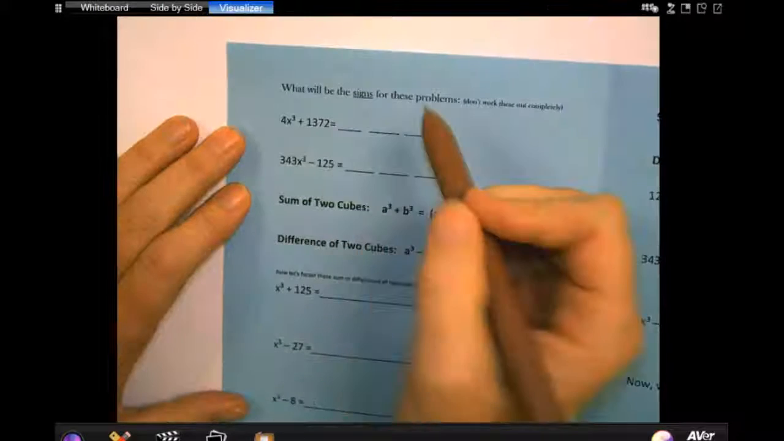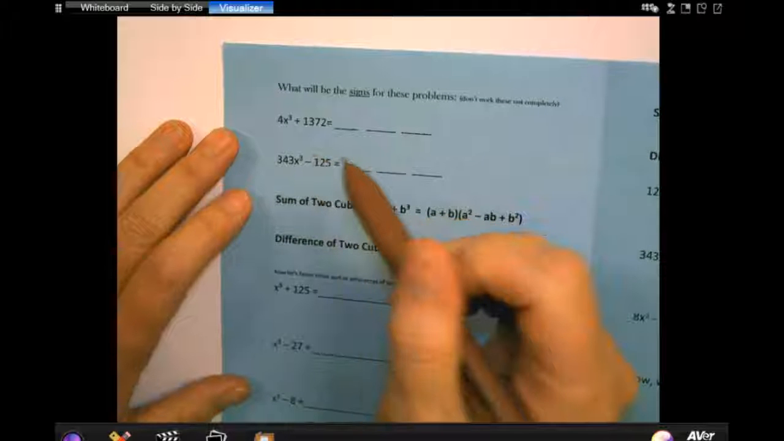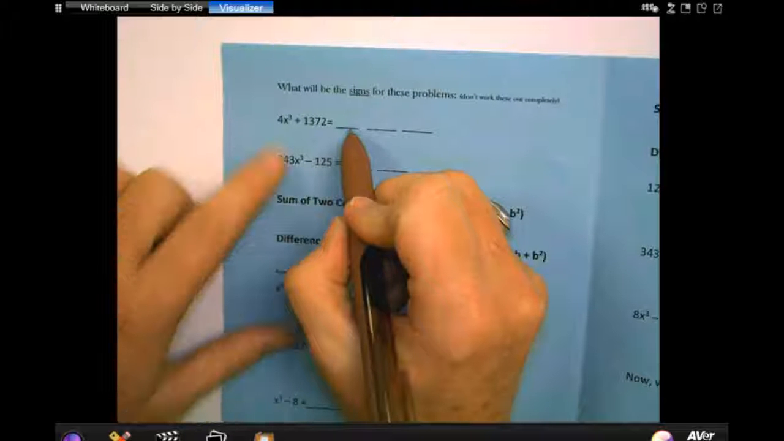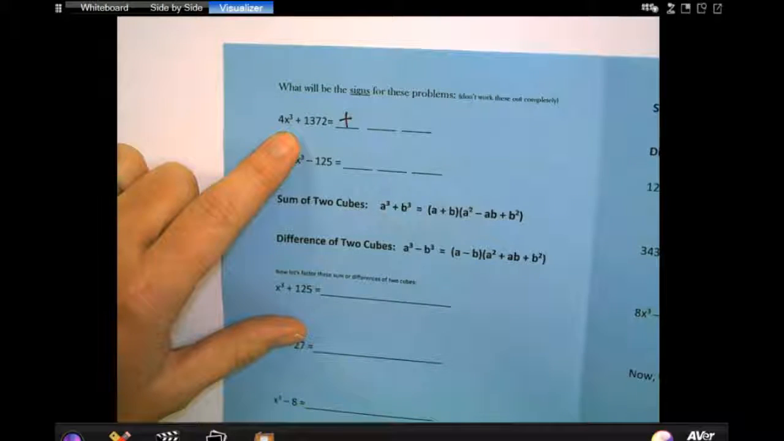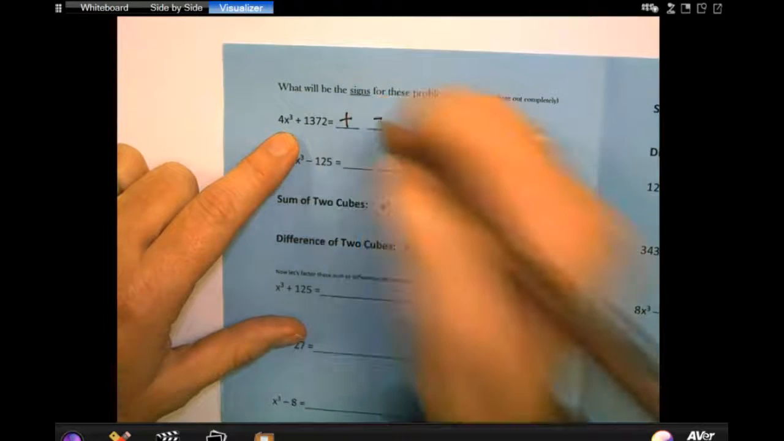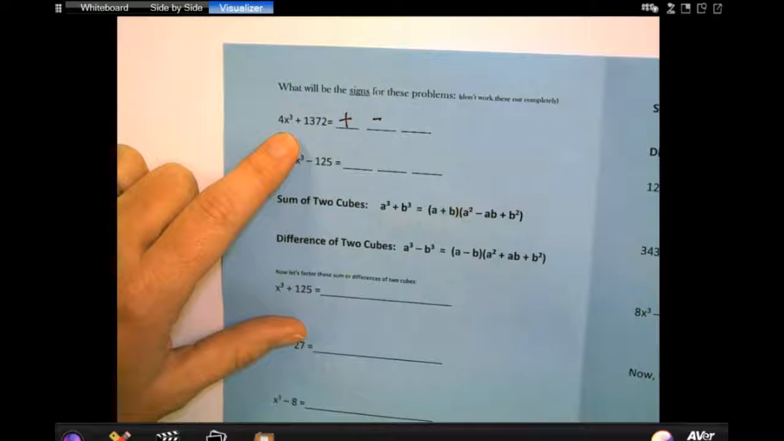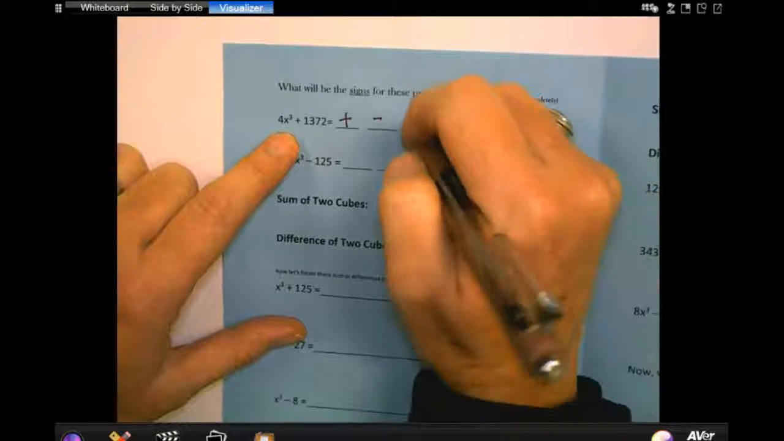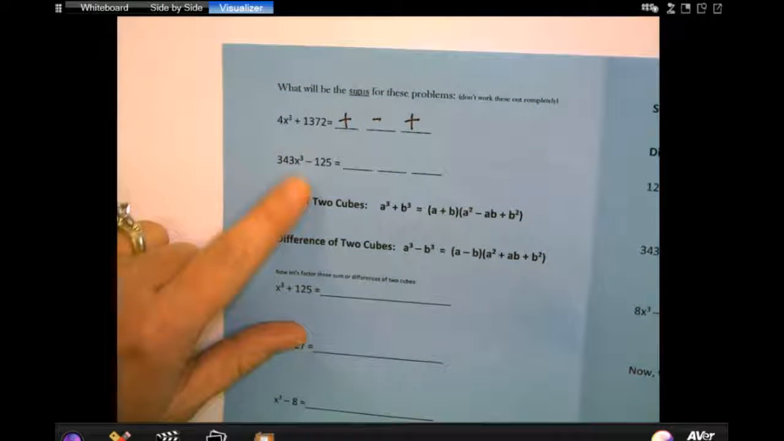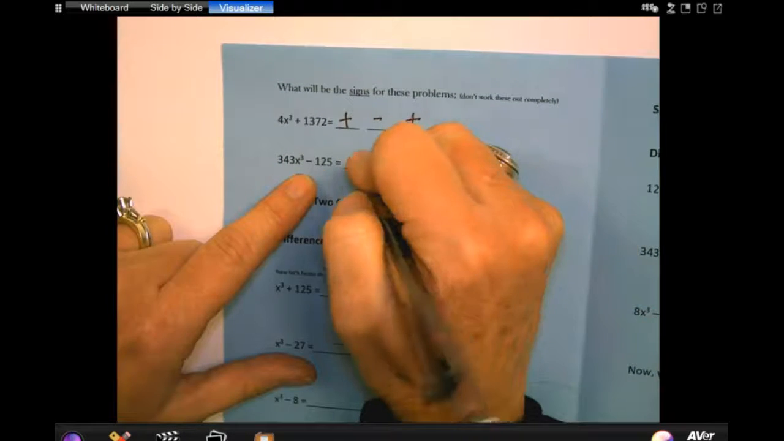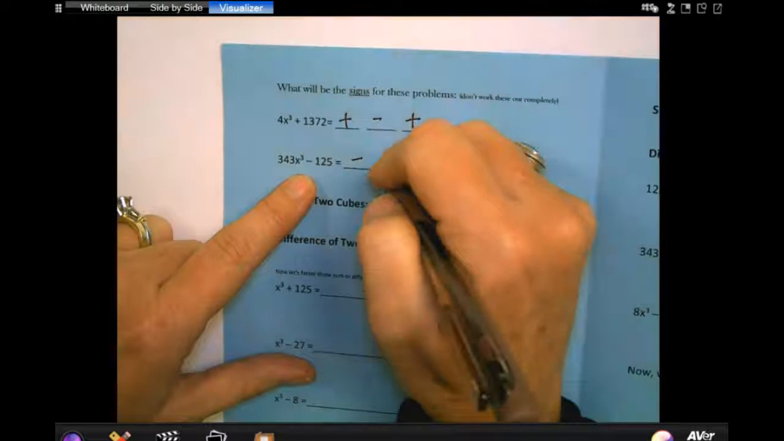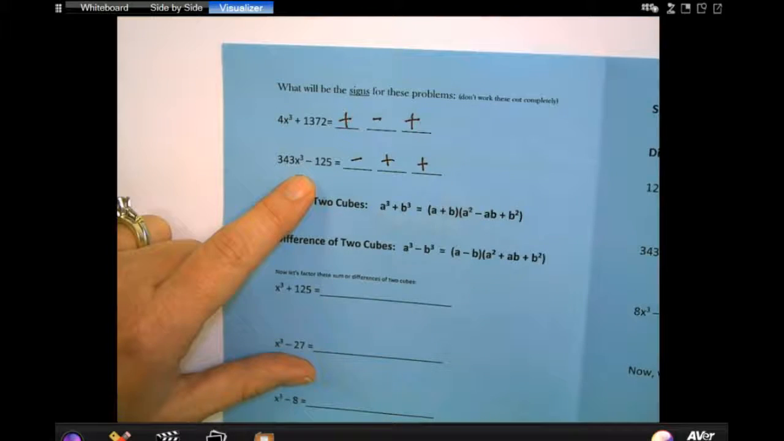Okay? So if I'm going to fill in the signs, I'm not going to do anything here. I'm just going to do the signs. The first one is the same, so that's plus. The next one is opposite, which is negative. And the last one is always positive, so it's plus. So the first one, same. So this is minus, opposite, and always positive.